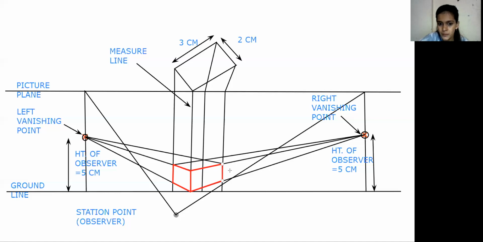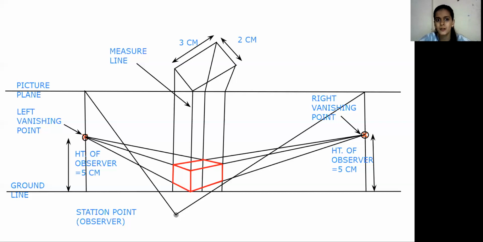Two faces of the cube are drawn. Now the top face from that intersection point. And the perspective view of a rectangular cube is done. So this way you can draw the 2-point perspective view of a cube. Now we have drawn the perspective view of a rectangular cube.